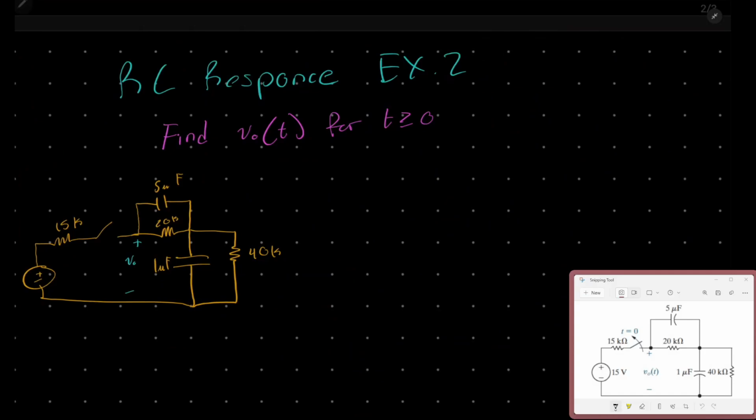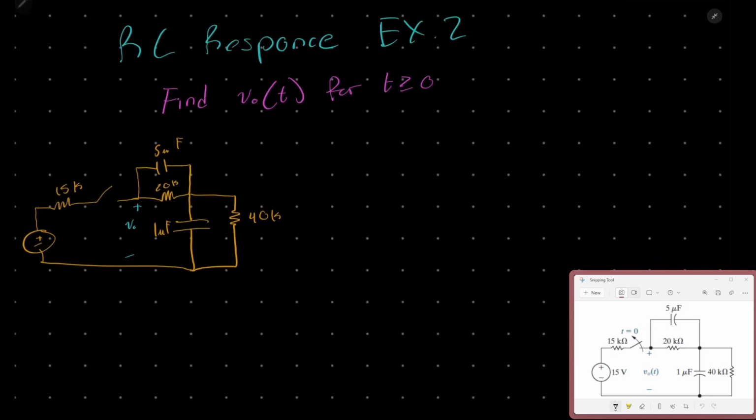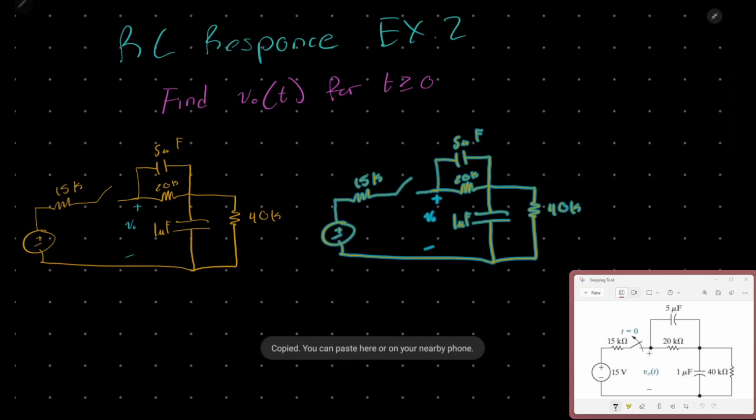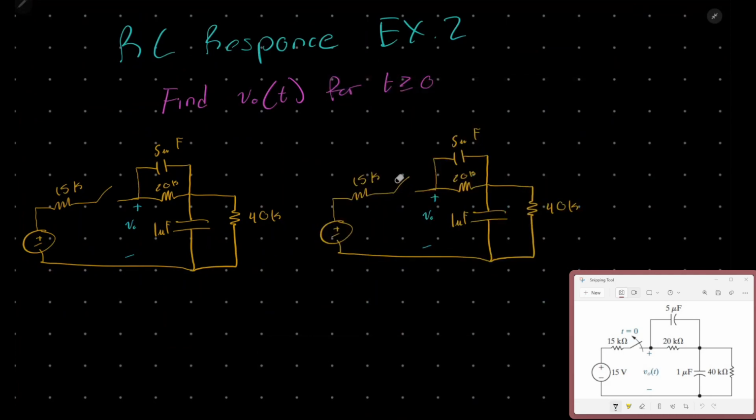Okay, so here we have another example of an RC response circuit. And the only thing this time we're solving for is we want to find the initial voltage between these two nodes. And to start off, we'll start by redrawing the circuit with the switch closed. So we'll just copy right here and redraw this with the switch closed.